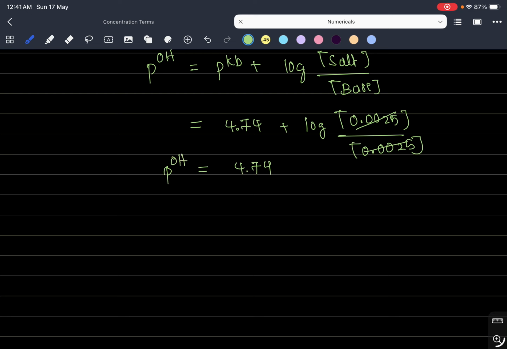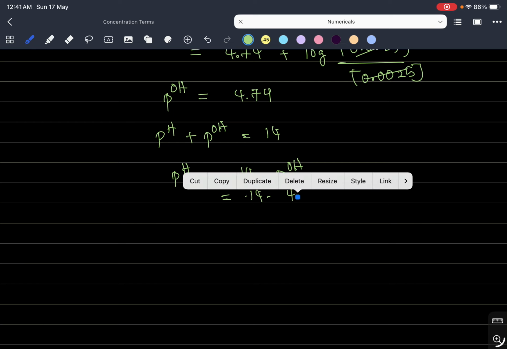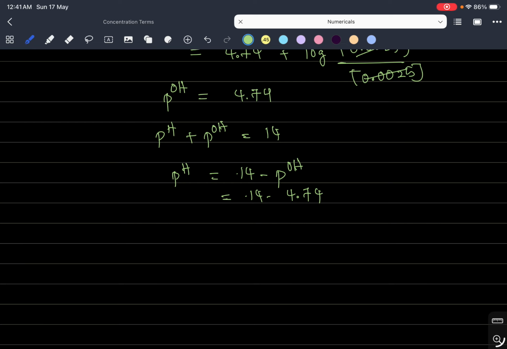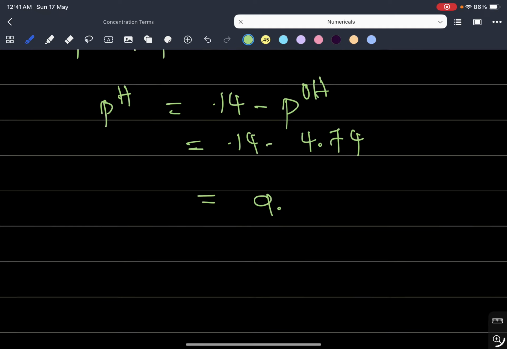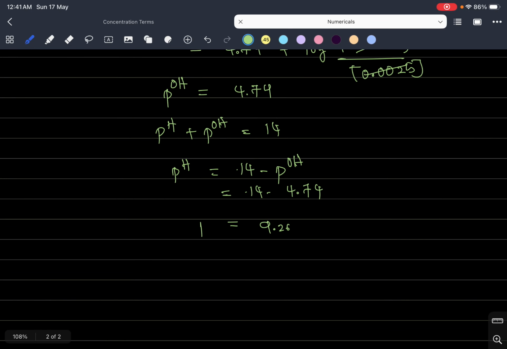Then our job is to calculate the pH. We know the relation that pH plus pOH is 14. So pH is equal to 14 minus pOH. The pOH value is 4.74, so 14 minus 4.74, the value you end up getting is 9.26. So this is the final value: the pH of the basic buffer that we have is this.